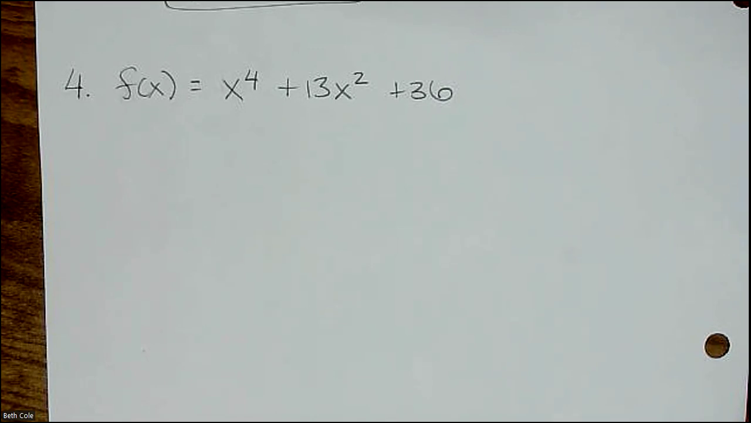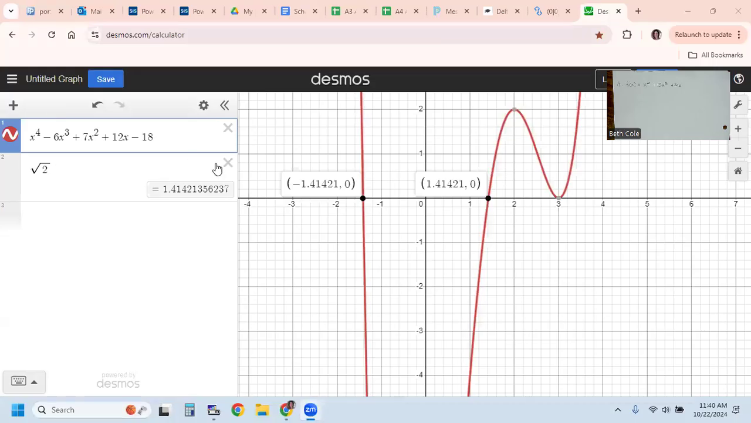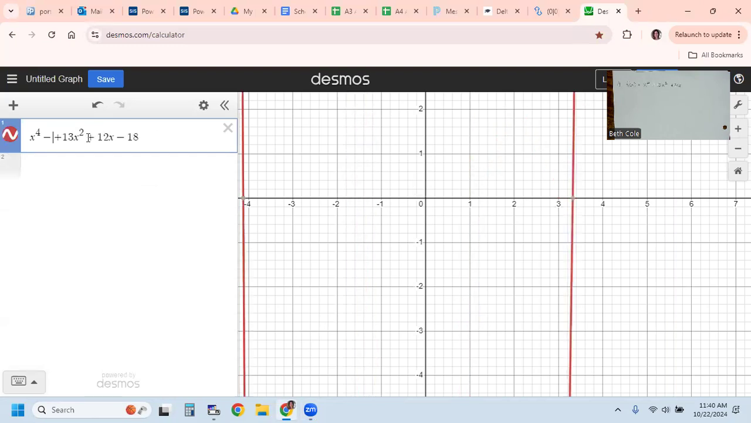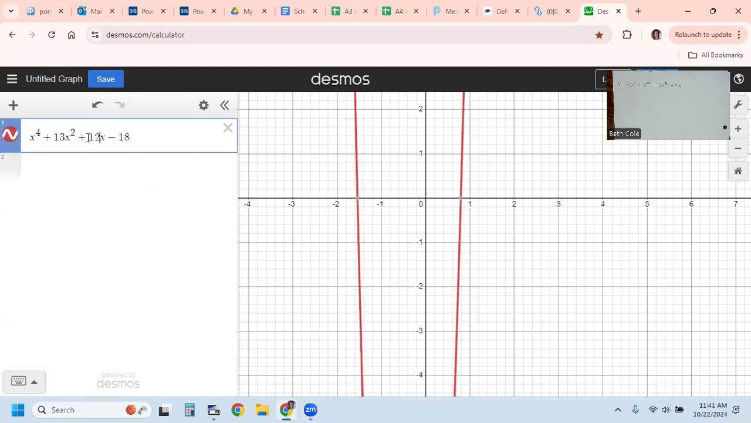Write it down, guys. You got plenty of time. How many answers will there be for this one? 4. Good. So you would need to do it twice, but I'm going to show you something. That's x to the 4th plus 13x squared plus 36. Thank you, guys.